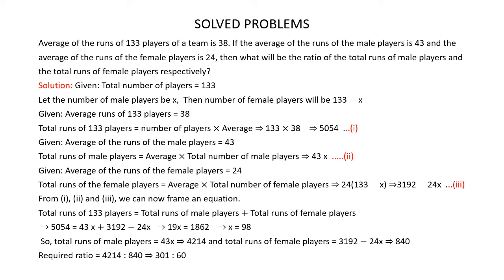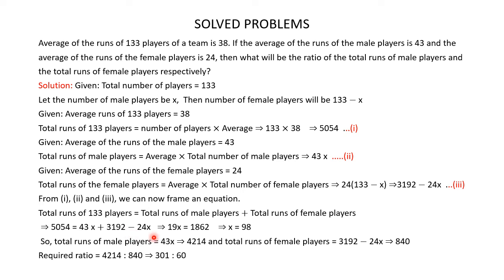So now we know the total runs of 133 players is 5,054. Total runs of male players is 43X and total runs of female players is 3,192 minus 24X. So from equations 1, 2 and 3, we can now form an equation. Total runs of 133 players is equal to total runs of male players plus total runs of female players. This is nothing but 5,054 is equal to 43X plus 3,192 minus 24X.